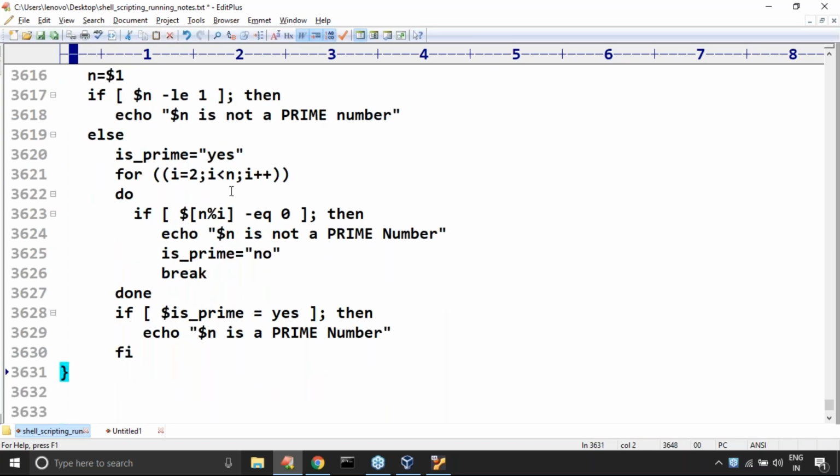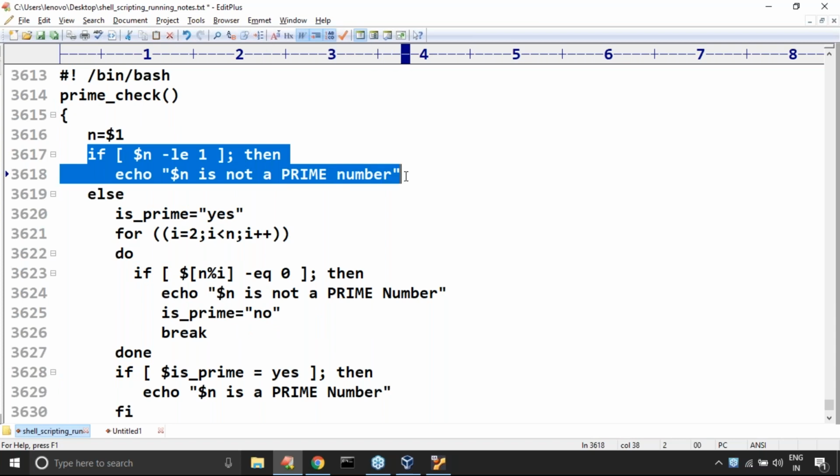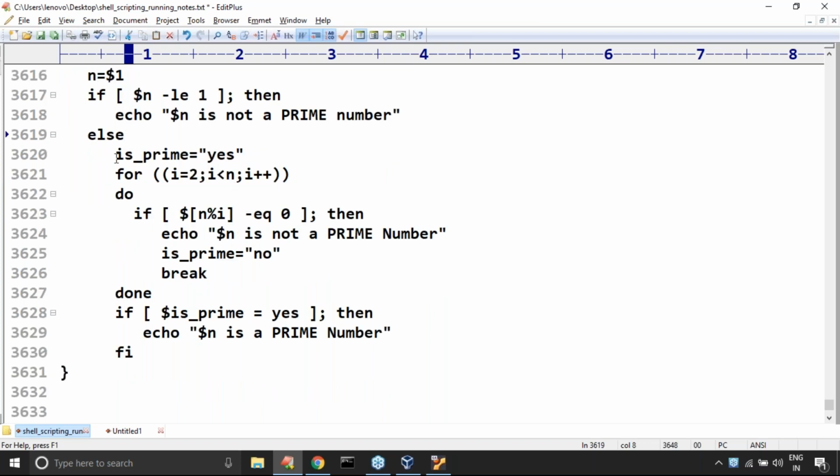Okay, just see, if the number is less than or equal to 1, it's clearly not a prime number, because a prime number is always greater than 1, starting from 2 onwards only. Else, is_prime equals yes. Starting from 2 onwards, i is less than n, i plus plus.